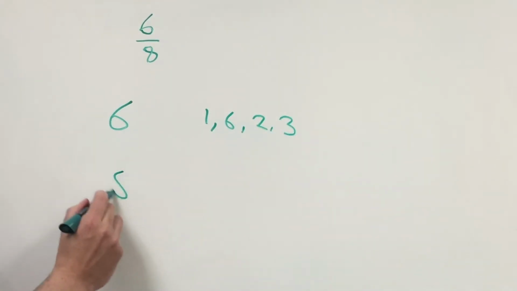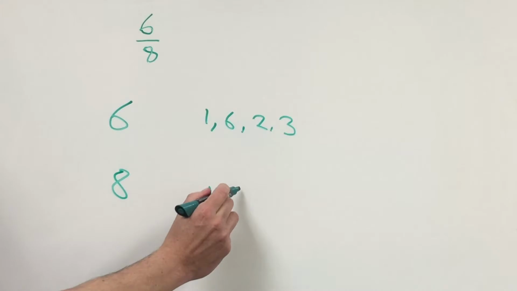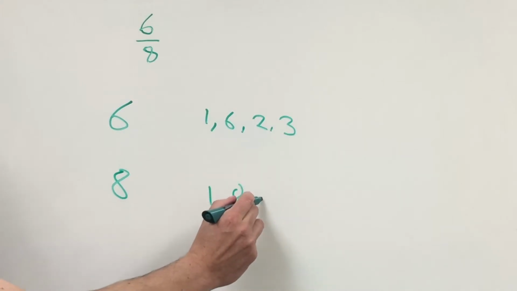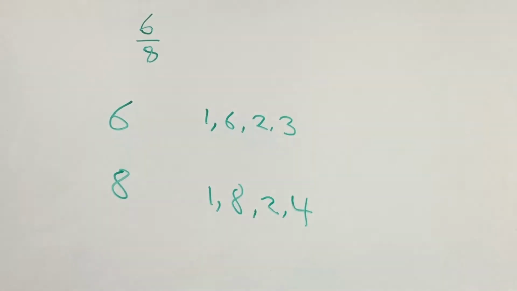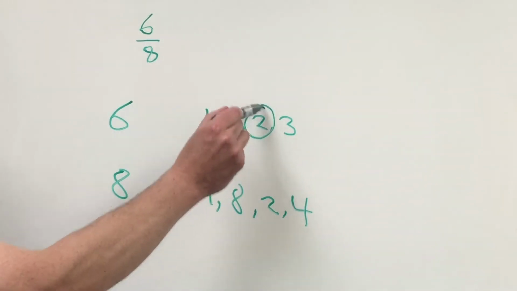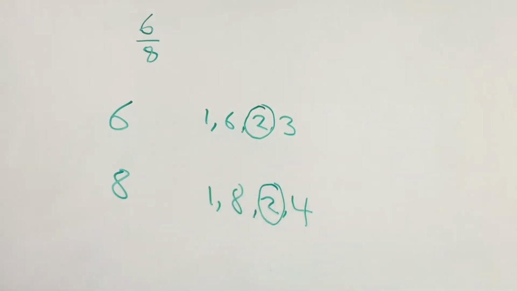And for 8, we have 1 and 8, of course, but we also have 2 and 4. Now that we have our factors, let's take a look to see if they have any in common that are greater than 1. Well, they certainly do. Both 6 and 8 have 2 as a factor. That means our fraction, 6/8, can be simplified further.